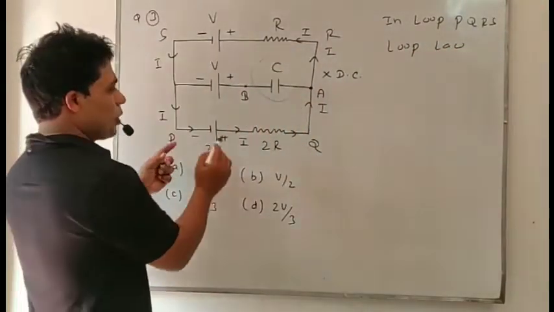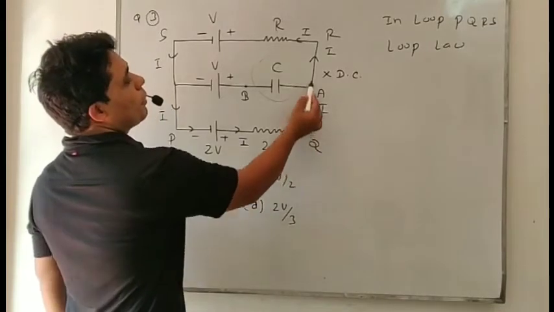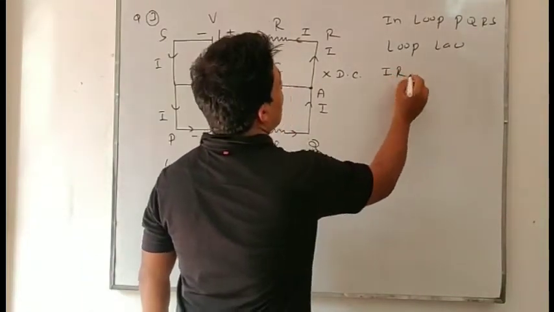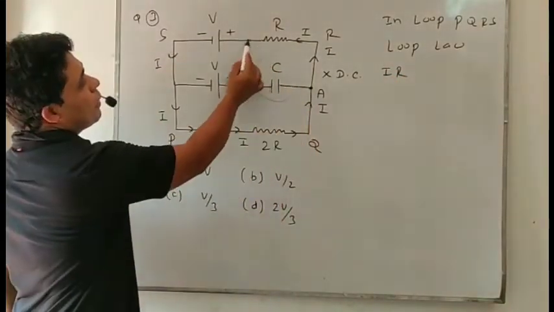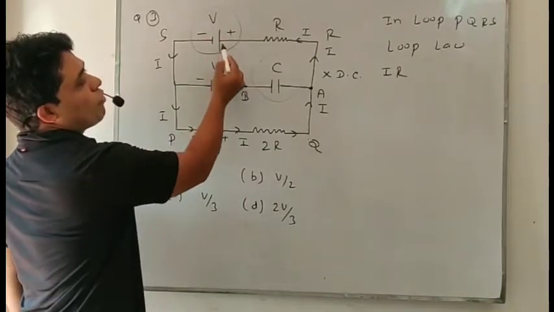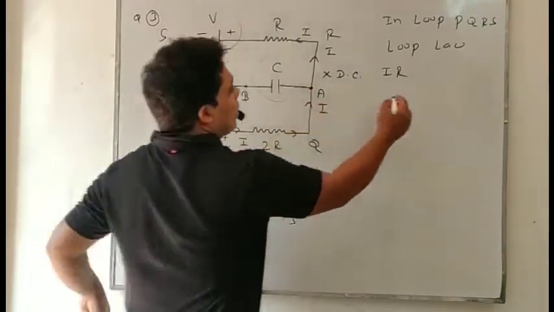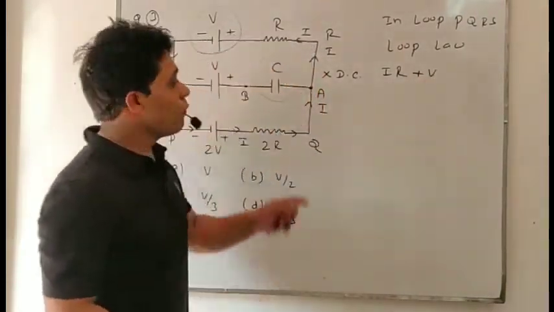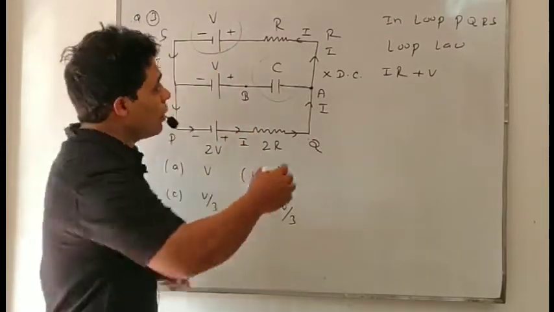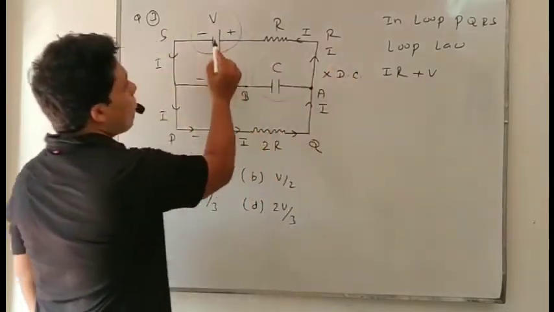So let's start with this point. From point Q, the resistance R and current I, so IR, current into resistance. Look, first of all, we have the potential V of this cell, and we are coming with the positive terminal. That's why we write plus V. If we reach the minus terminal, we'll write minus V. But here we are reaching the positive terminal, that's why we write plus V.